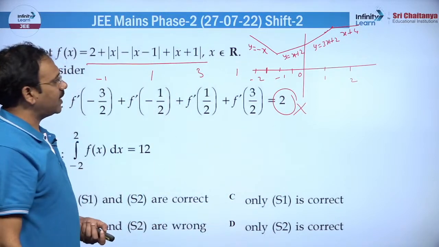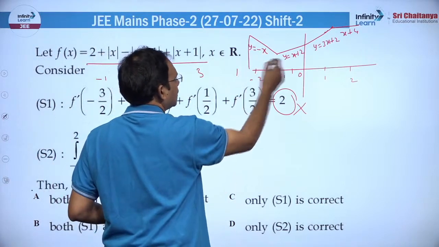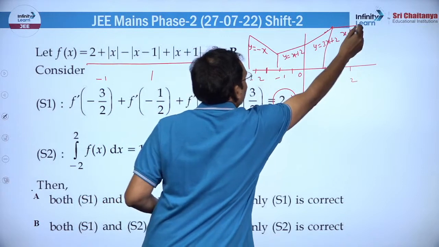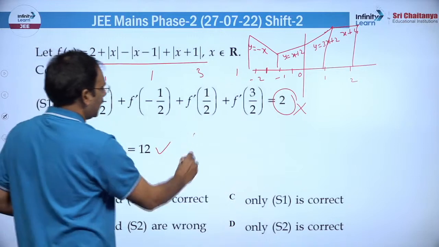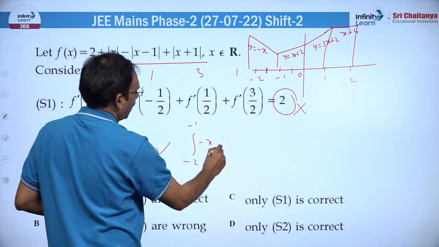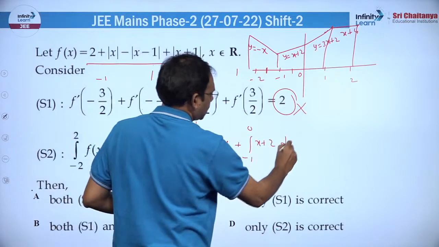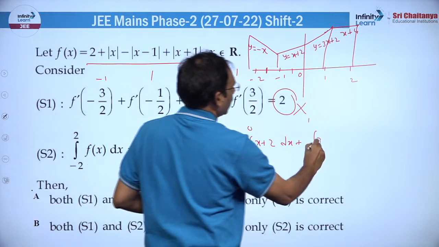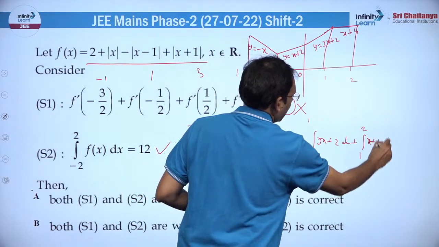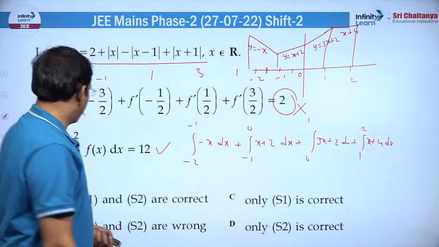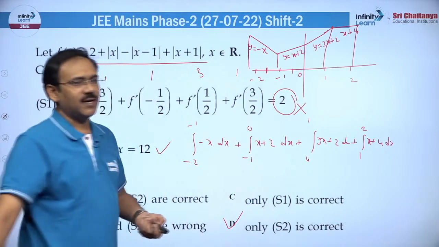The next, integral minus 2 to 2, he wants f of x. You can integrate case wise, finding these areas, or the areas of the trapeziums, and you will get exactly 12. Or you can write integral minus 2 to minus 1 of minus x dx plus integral minus 1 to 0 of x plus 2 dx, integral 0 to 1 of 3x plus 2 dx plus integral 1 to 2 of x plus 4 dx, which also gives the answer 12. Statement 2 is the right answer. Only statement 2 is correct, my dear friends.